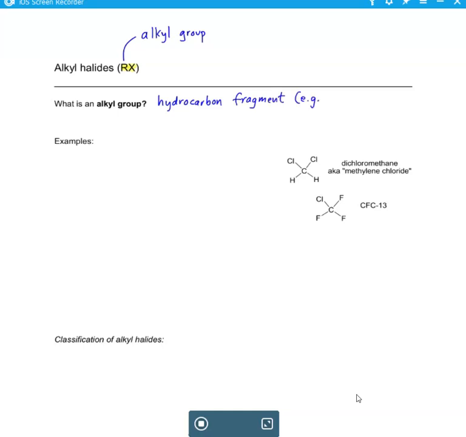And we've seen this already. For example, a methyl group. A methyl group is a little piece of a hydrocarbon. And so we can call this a methyl group is an example of an alkyl group. And then X is an abbreviation for halogen. So alkyl halides are going to involve halogen atoms attached to sp3 carbons.